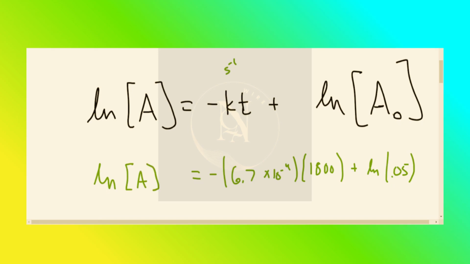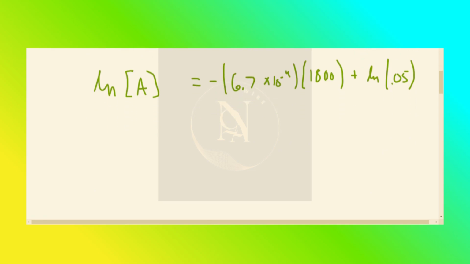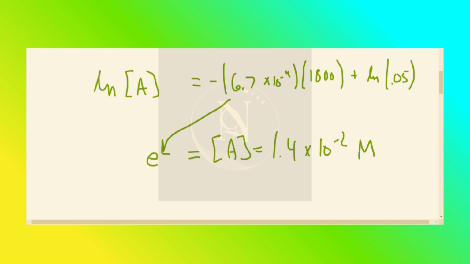And now you'll get a value on the right that you can plug into your calculator, and then you'll have to exponentiate both sides. So in other words, you have to take e to the power of whatever you get here, and that's going to give us the concentration of A, which I did. I put it into the calculator, and I got 1.4 times 10 to the negative second molar. And that makes sense that it should go down from the initial concentration.